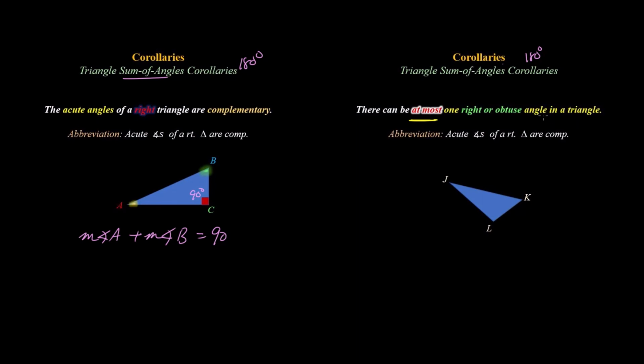You can't have two obtuse angles in a triangle. You can't have two right angles in a triangle. That's pretty intuitive. So these are two corollaries, pretty easy to appreciate. I think that the acute angles of a right triangle add up to 90 degrees, and then you can only have at most one right angle or at most one obtuse angle in a triangle.